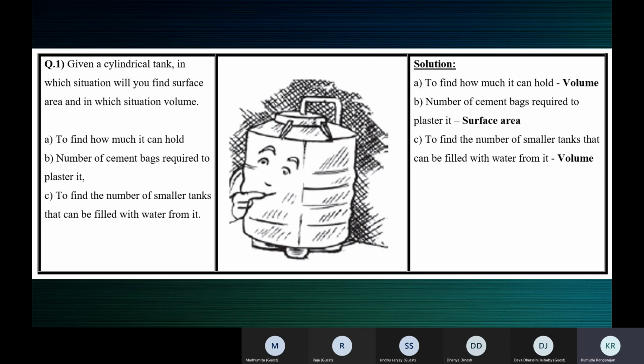So I think this you can just make a note in your textbook. You can just write 1 ABC. You can mark this in your textbook.